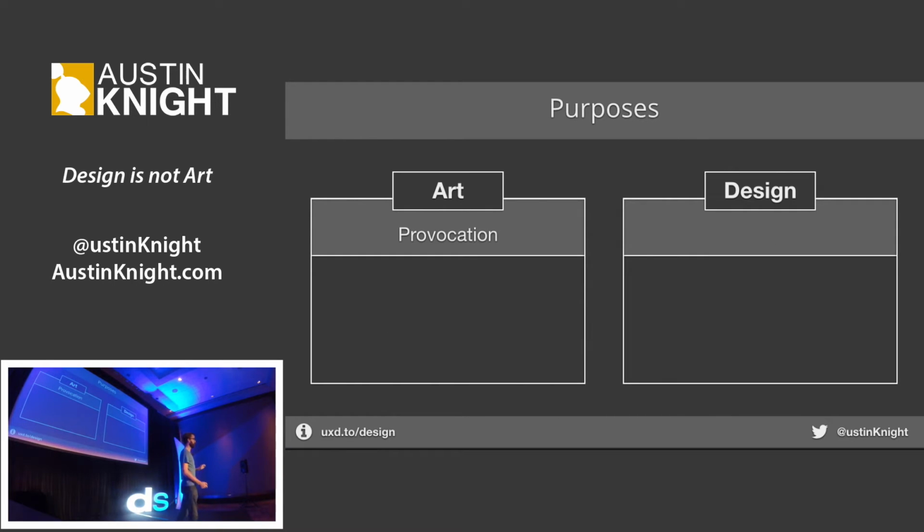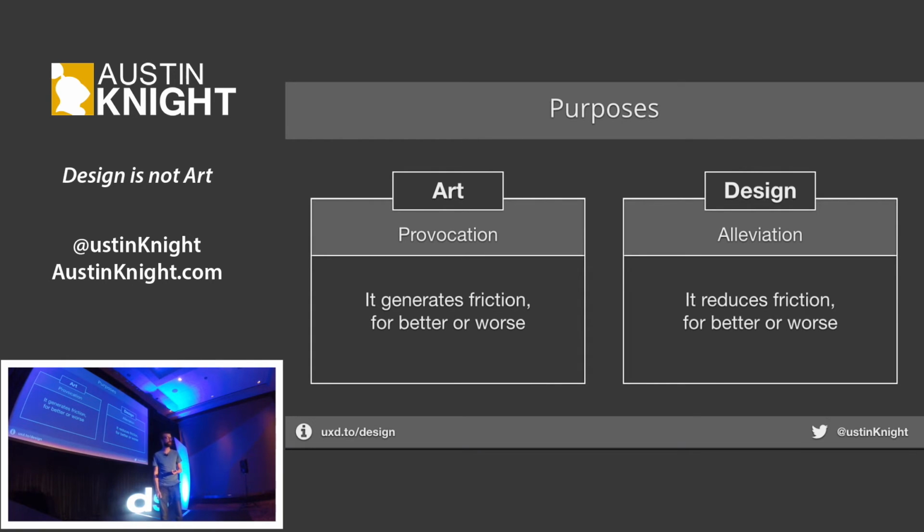Art is about provocation. It makes you think. It challenges ideas. It sparks controversy. It spurs emotions. It generates friction, for better or worse. Design is about alleviation. It makes you think less. It doesn't spark controversy in that it always completes its impartial and ambiguous function. It reduces friction, for better or worse.